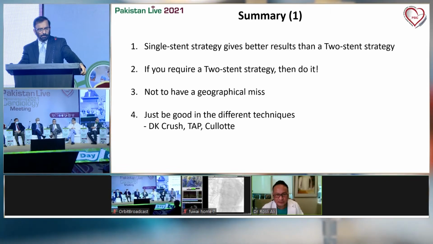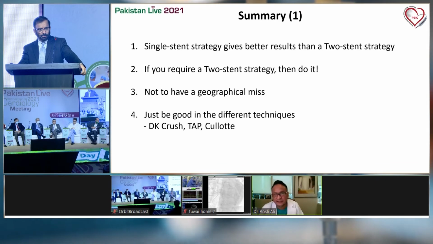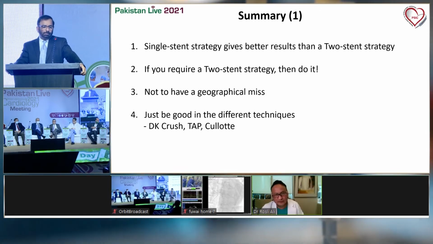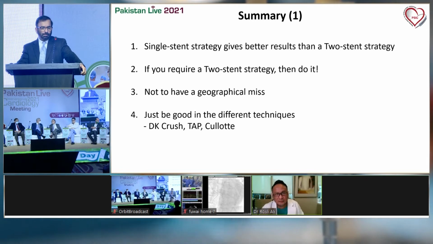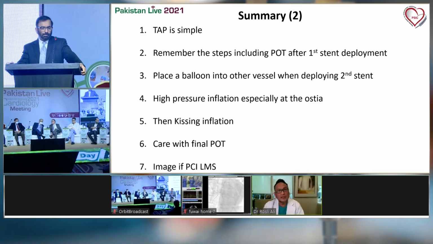If you use a two-stent strategy, you just need to know and be familiar with the different techniques. The DK crush, I feel, is required in the majority of my patients with a two-stent strategy. Often, sometimes I do a TAP or pull-out technique. The TAP is fairly simple and straightforward, much less than a DK crush, obviously. But remember the steps. Always remember this.